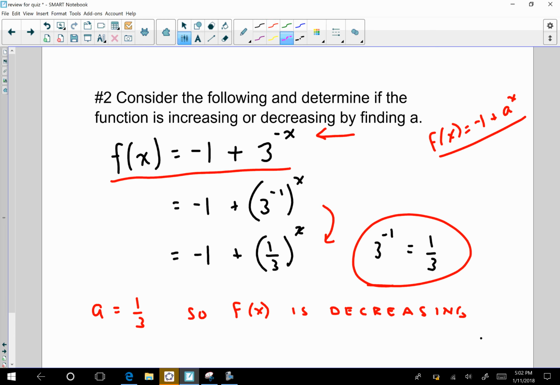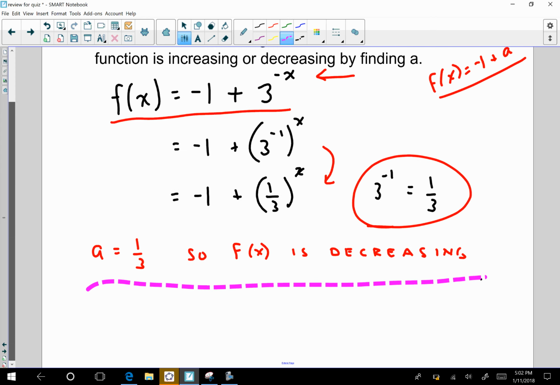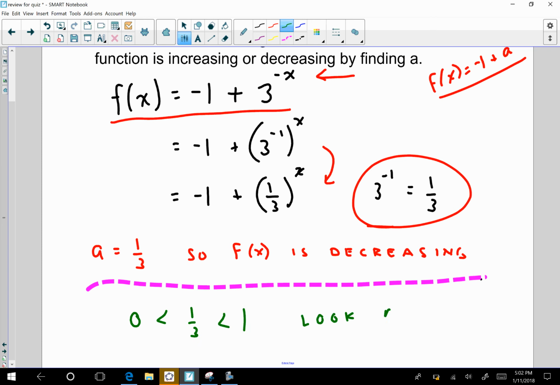So that tells me, ladies and gentlemen, this is the reason that f of x is decreasing, because a is 1/3. And a is what? This 1/3 is between 0 and 1. Look at your notes. Look at your notes. That's going to tell you that.